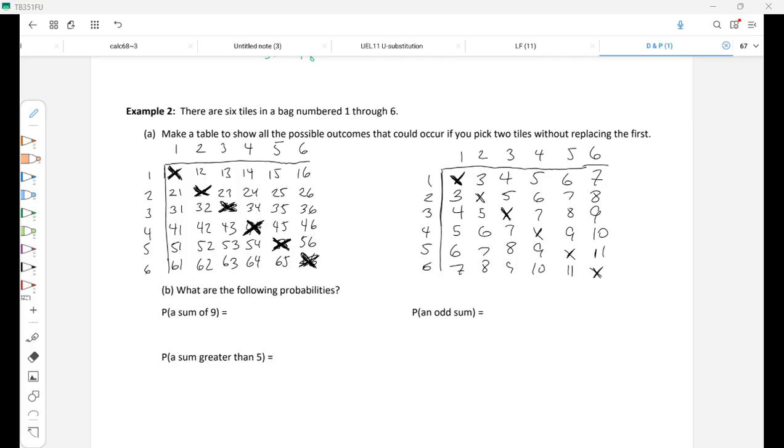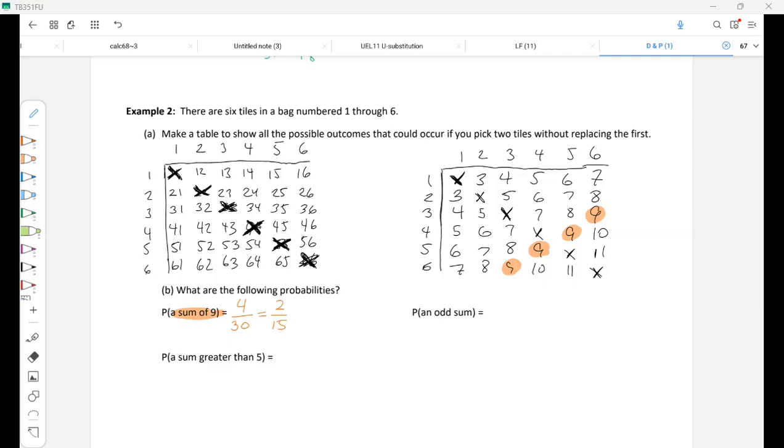For the first one, I want to know what the probability is of getting a sum of 9. So I'm going to look for all of the 9s in my table. There are 4 of them, which makes my answer 4, not out of 36, because those X's don't count, but 4 out of 30, which will simplify to 2/15.